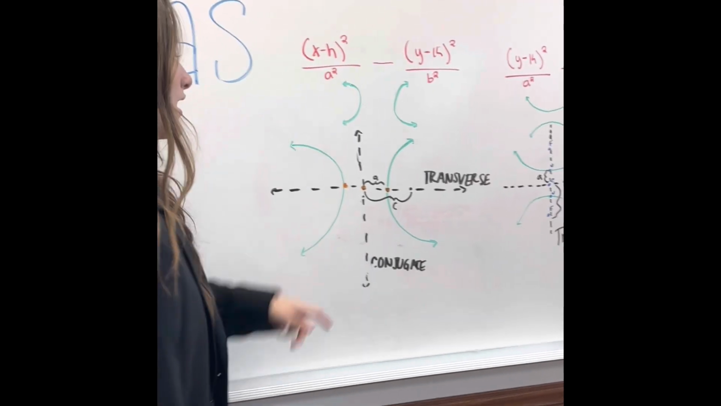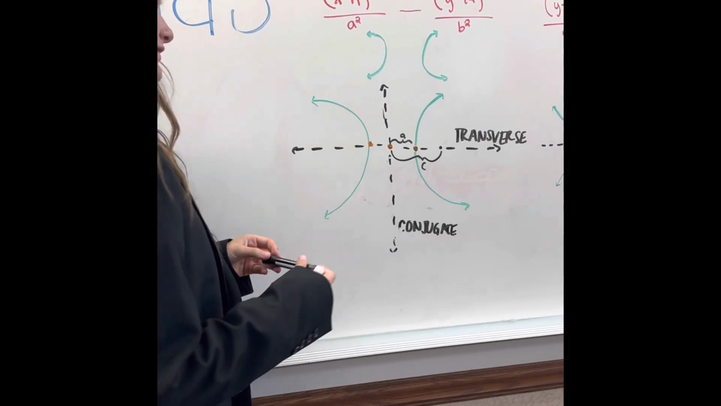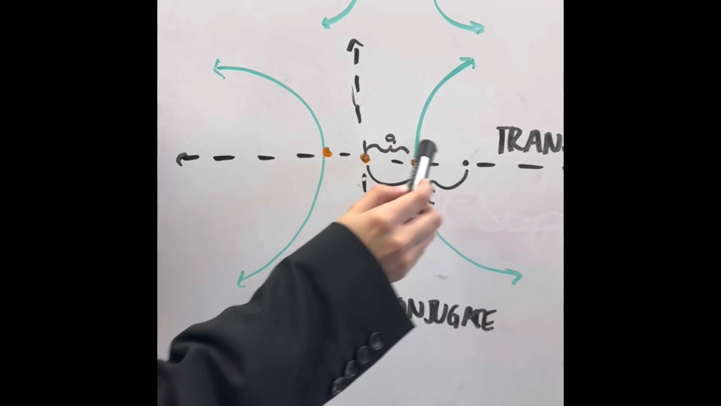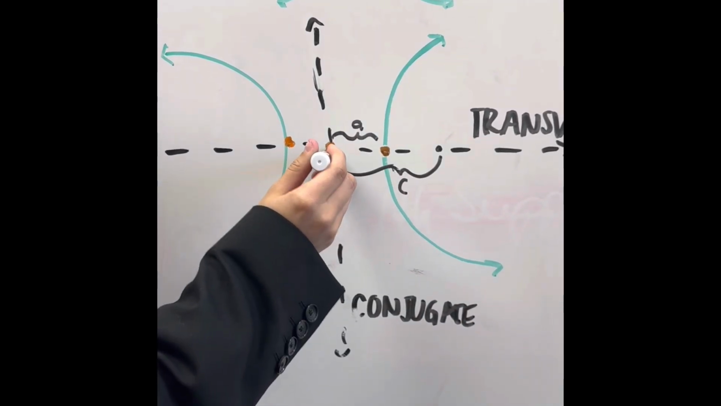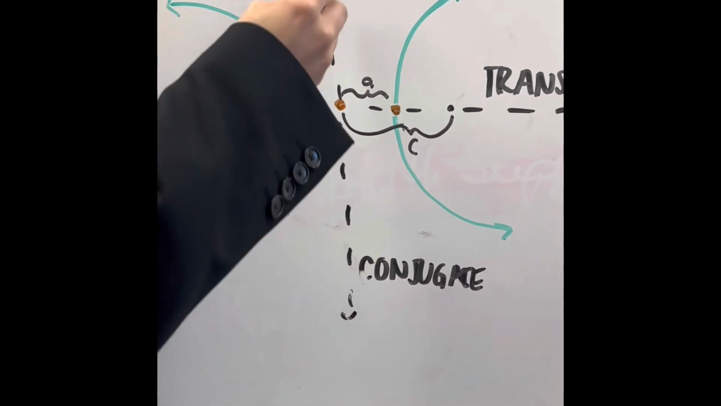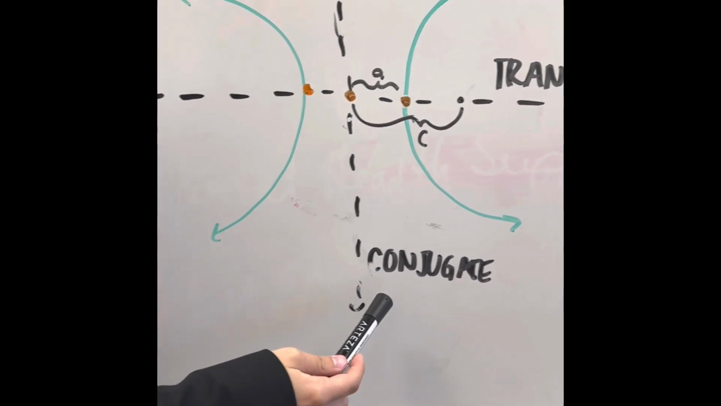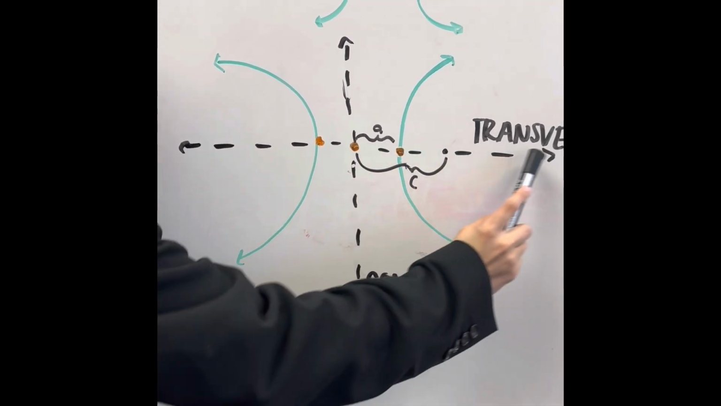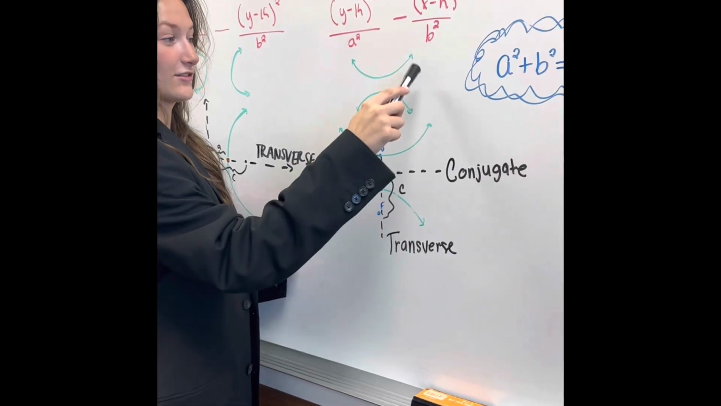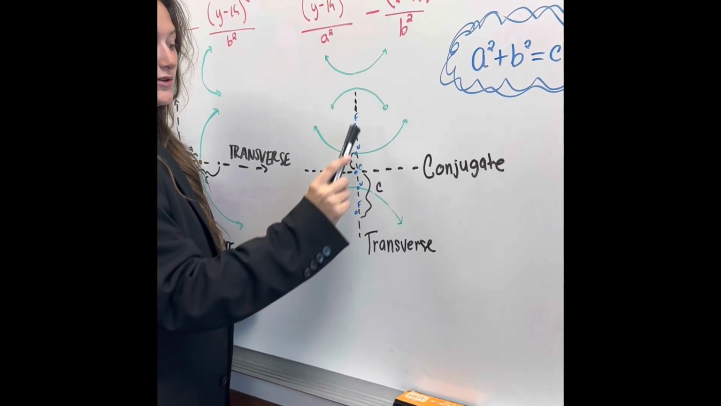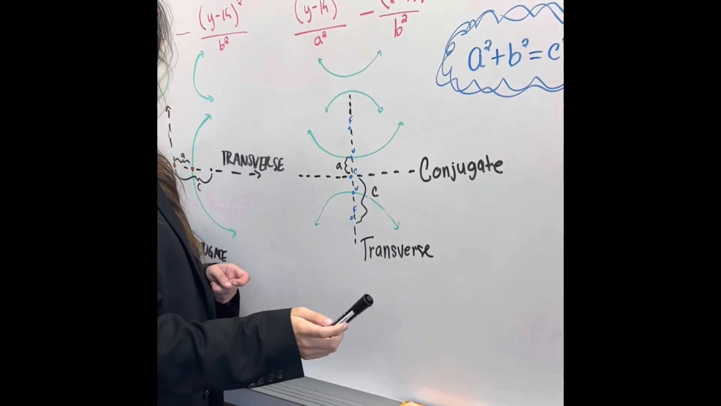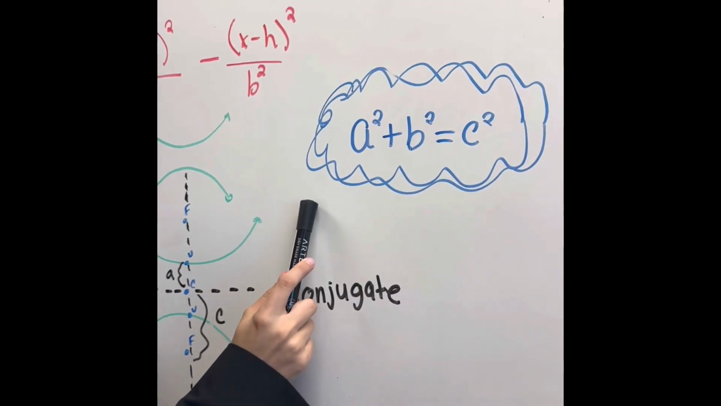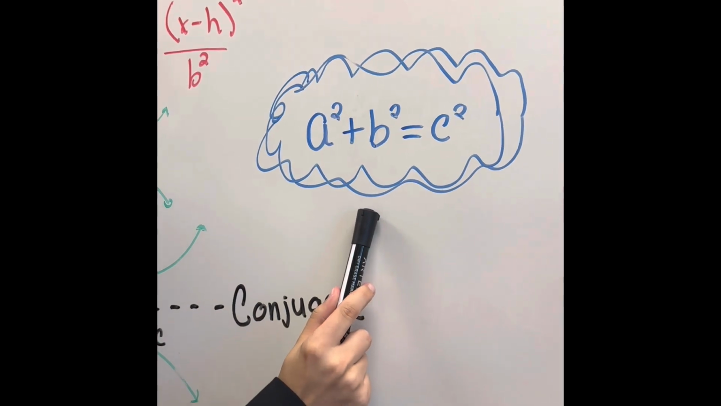So, for the foci, centers, and vertices, the center will always be in the middle, and then from the middle to a vertex is a, and from the middle to a focus is c. The b line, which is the conjugate line, is always imaginary. The transverse axis will always be crossing the points. On the vertical graph, the transverse axis goes through the vertices, the center, and the foci, and the conjugate axis goes horizontally. And if you don't have all of the components, always know that a squared plus b squared equals c squared.